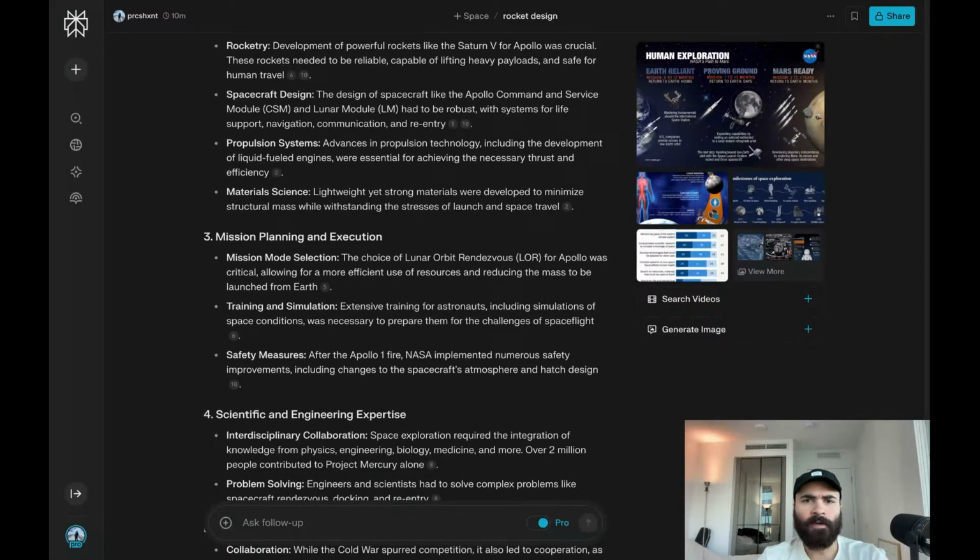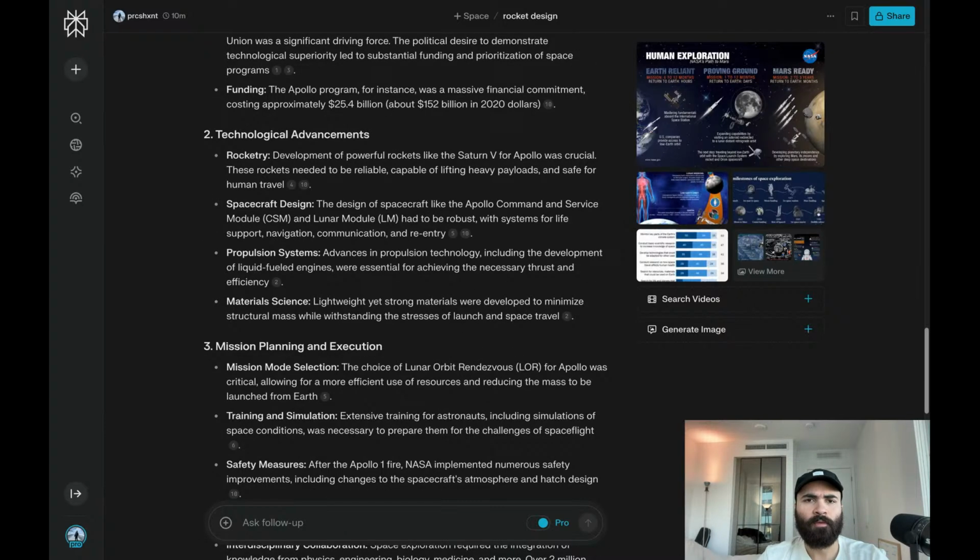The design of spacecraft like the Apollo Command and Service Module and Lunar Module had to be robust, with systems for life support, navigation, communication, and re-entry.